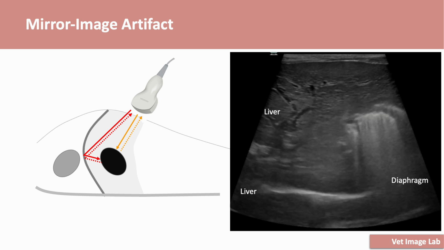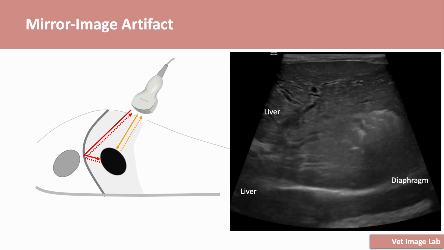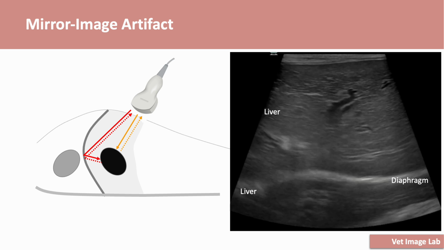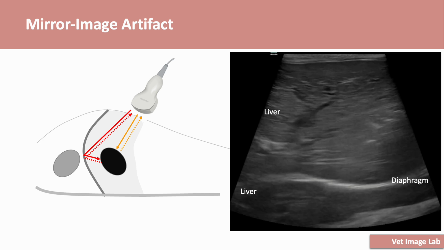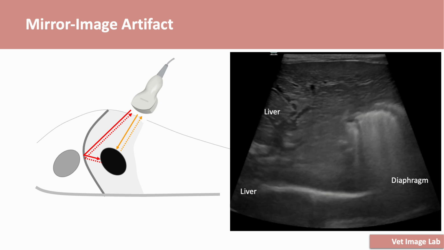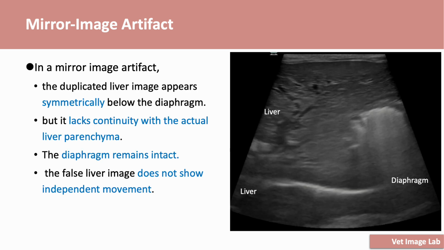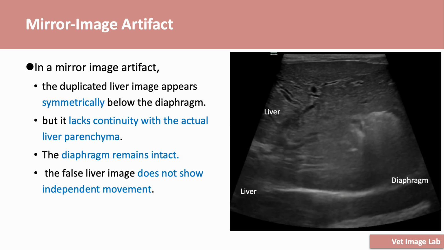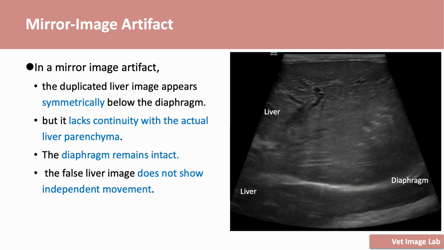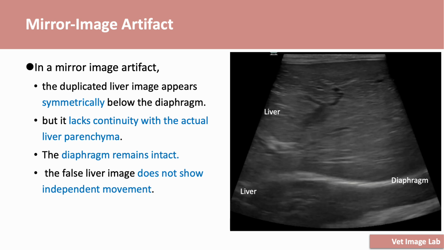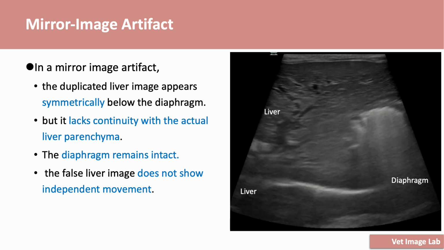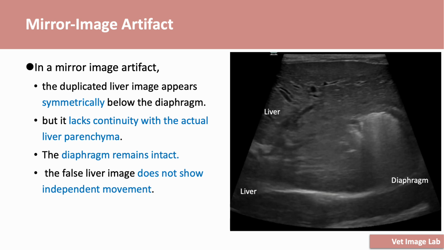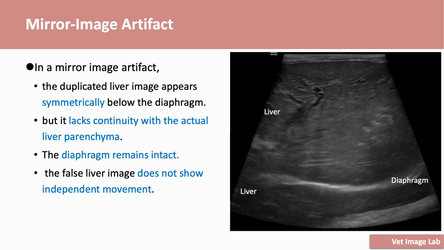This is another example. In this case, the liver appears above the diaphragm as expected, but due to the mirror image artifact, an additional liver shadow is seen below the diaphragm. In a mirror image artifact, the duplicated liver image appears symmetrically on the other side of the diaphragm, but it lacks continuity with the actual liver parenchyma. The diaphragm remains intact, and the false liver image does not show independent movement.